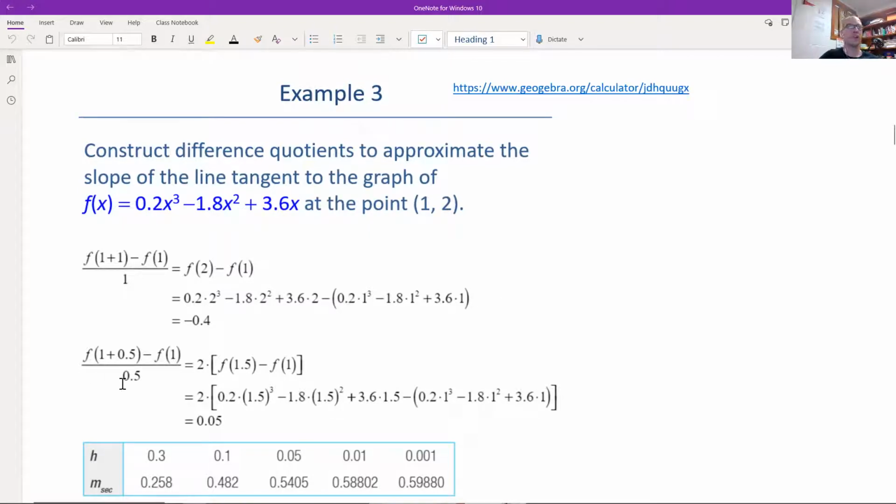And notice that when you get closer and closer, you end up dividing by a smaller and smaller number, which in effect makes it look like you're multiplying by a bigger number. But yeah, we get kind of an awful estimate when we go all the way out to 1 unit, and then we get progressively better estimates as we get closer and closer, and we shrink that h distance between the two secant points together.